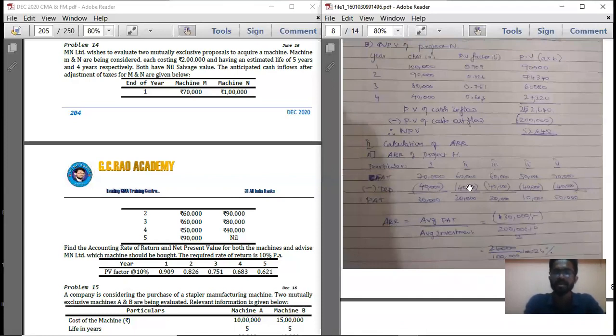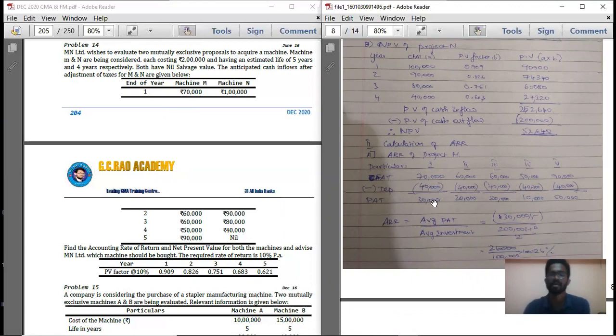So in respect of all the years, record 40,000. How did we get this 40,000? Cost of machinery is 2 lakhs, life of machinery is 5 years. So 2 lakh divided by 5 is 40,000, so 40,000 every year. In respect of all the years, record 40,000 within bracket.